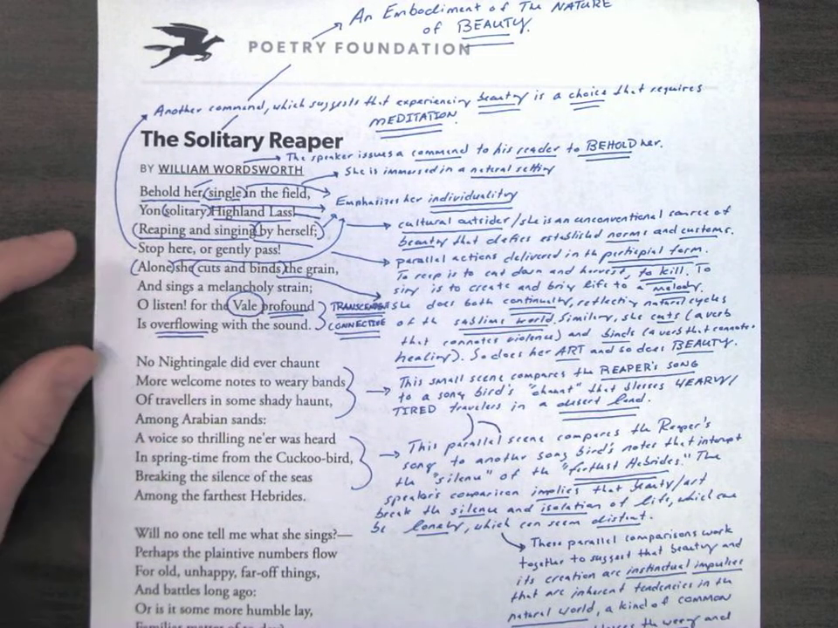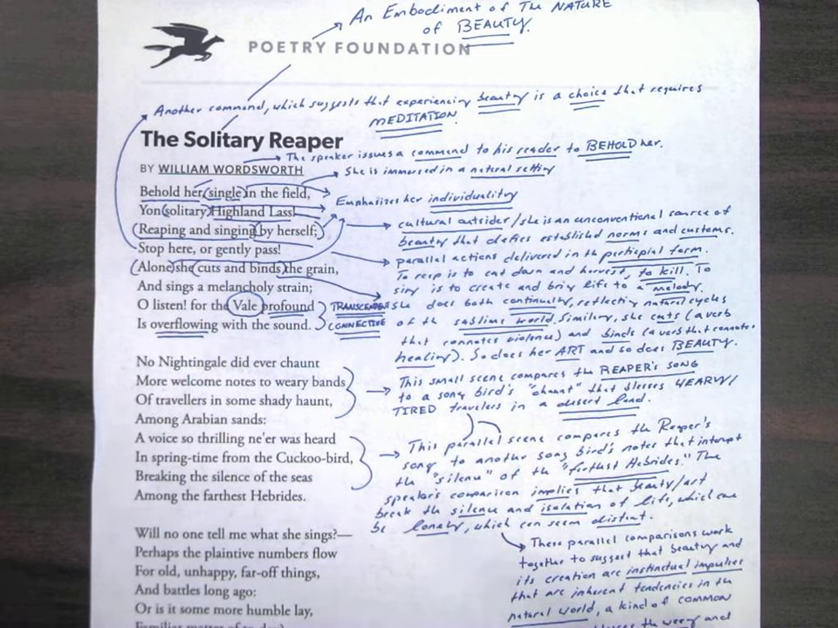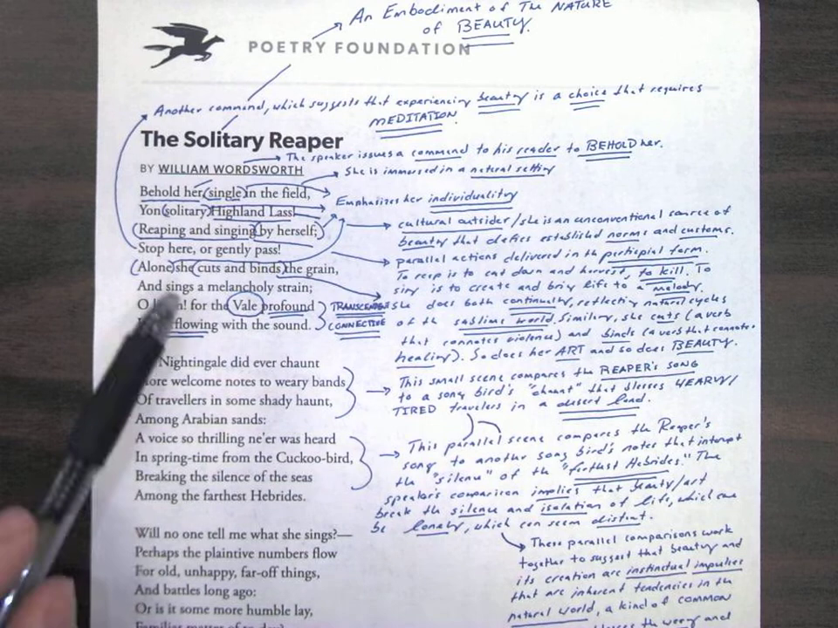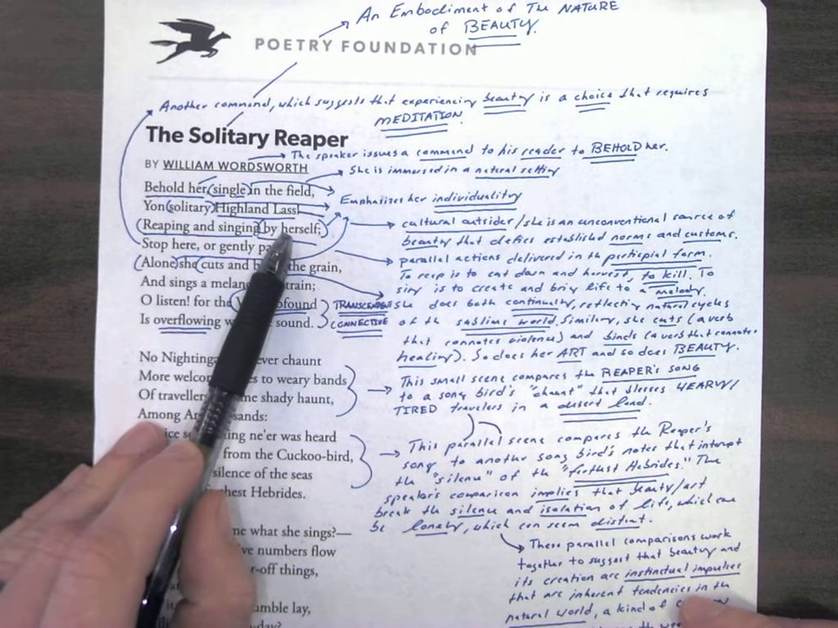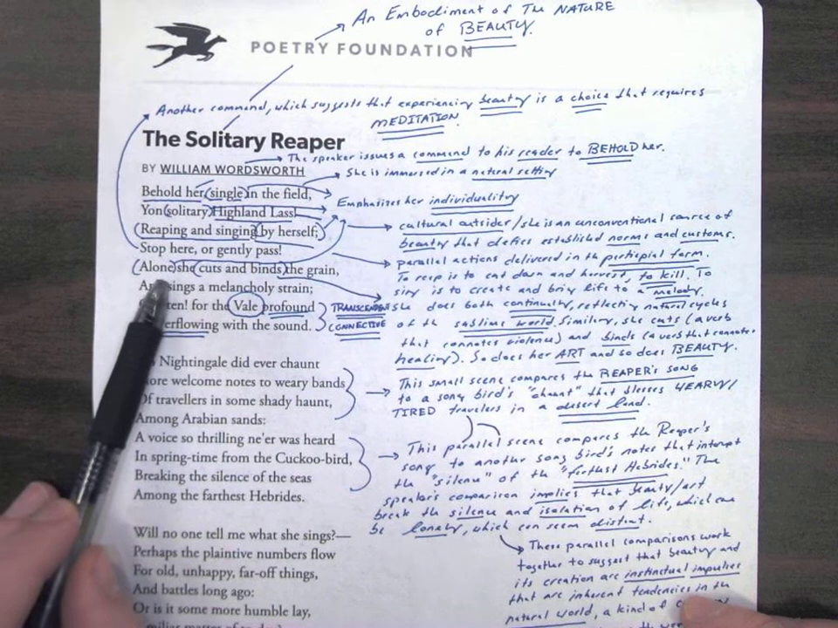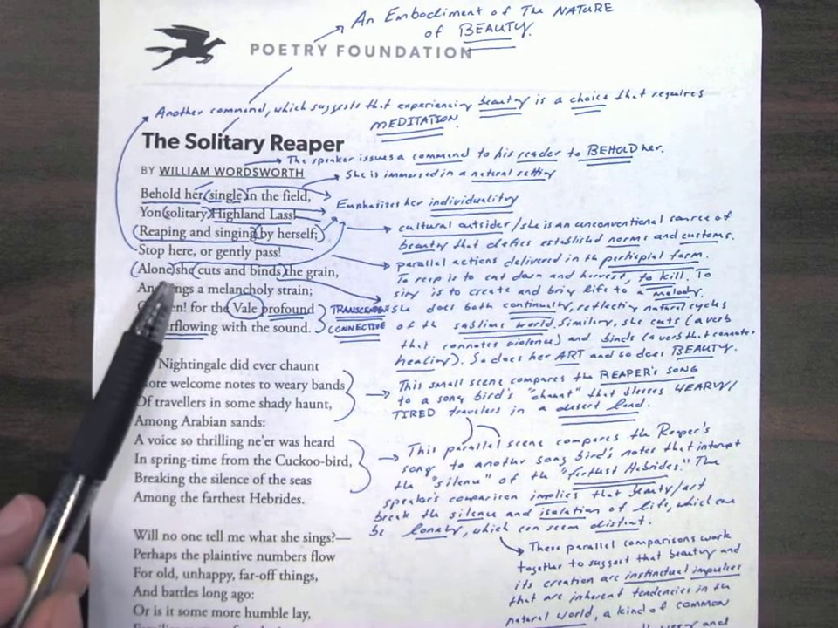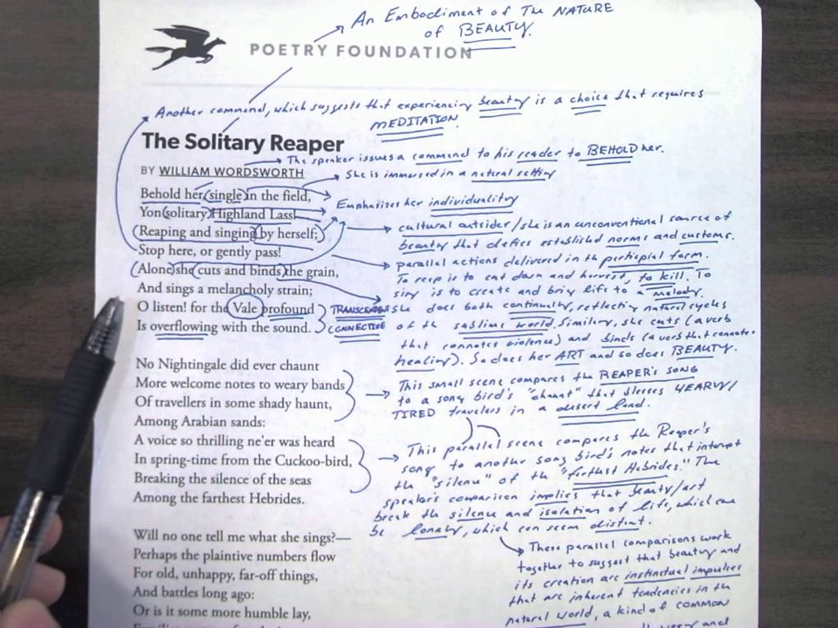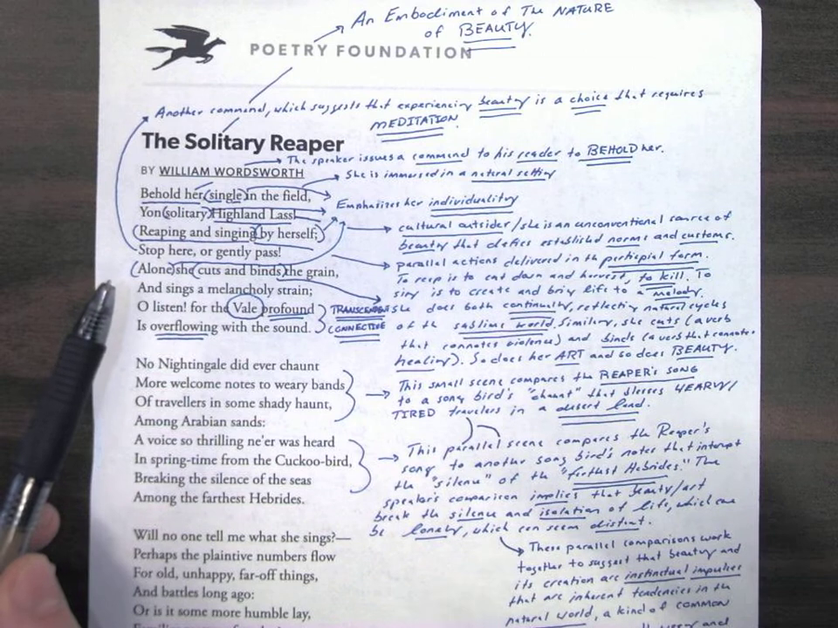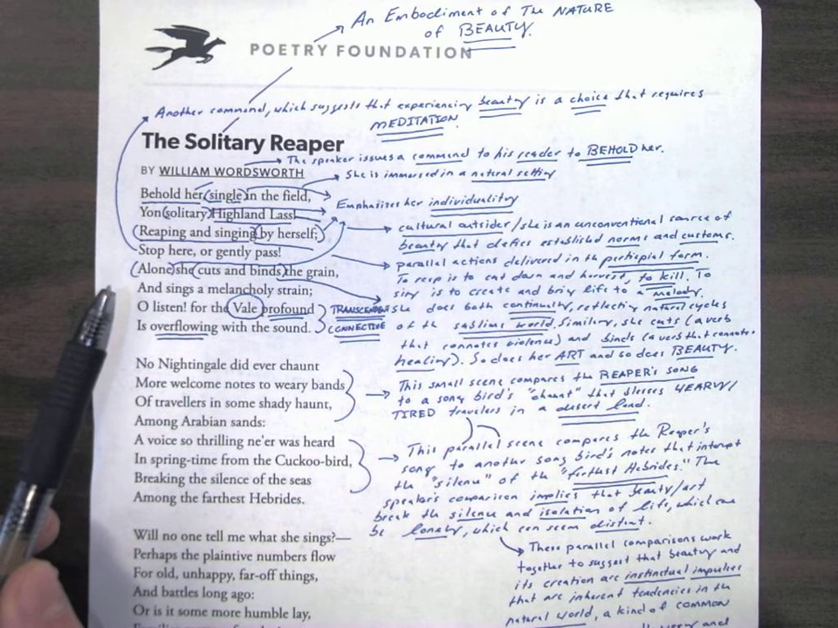Alone she cuts the grain. I want you to notice something that is being re-emphasized in the language of the first stanza over and over again. She is single. She is solitary. She is by herself. She is alone. All of this emphasizes the solitary reaper's individuality, the fact that she is set apart, the fact that she is holy, different, distinguished.